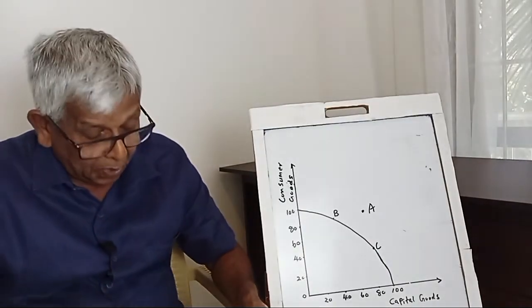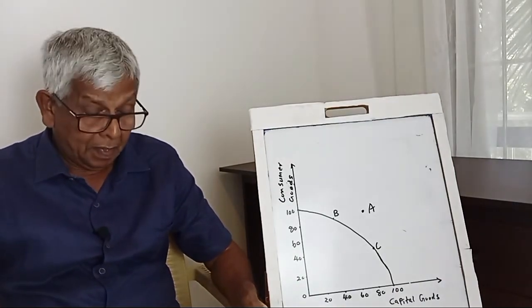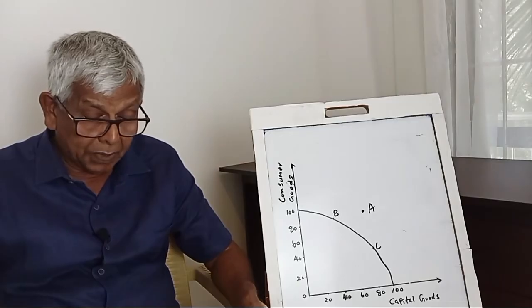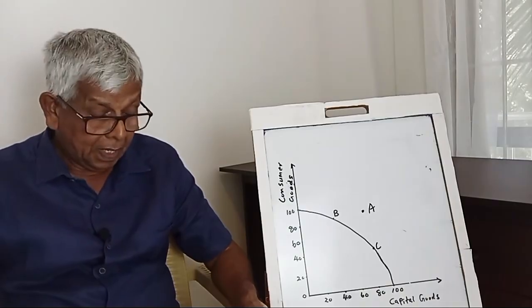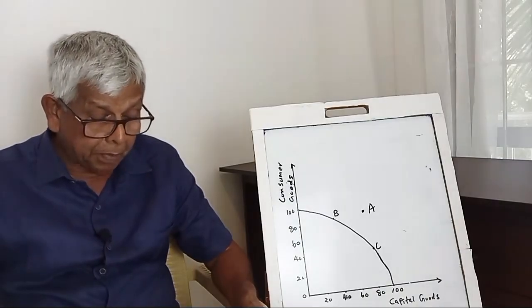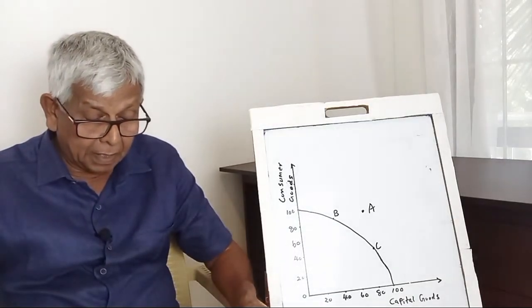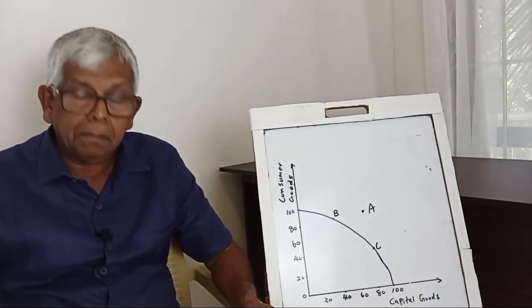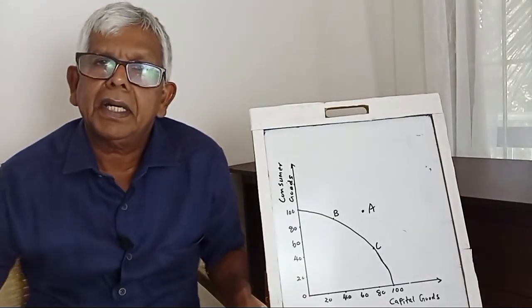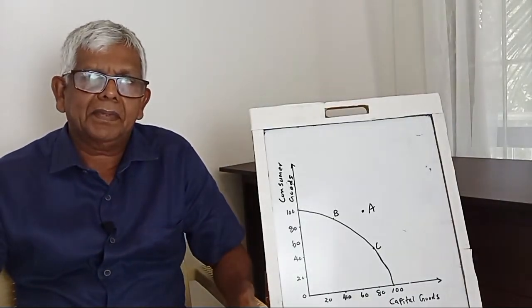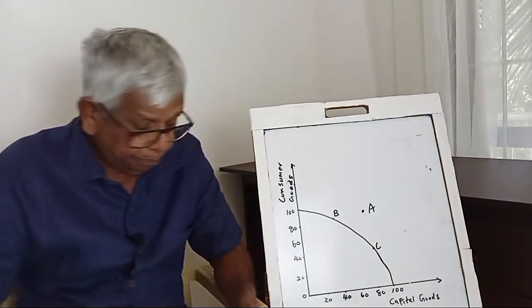Scarcity is the universal condition that human wants always exceed the resources available to satisfy them. It is essentially a problem of infinite wants and limited resources. Here is the diagram.